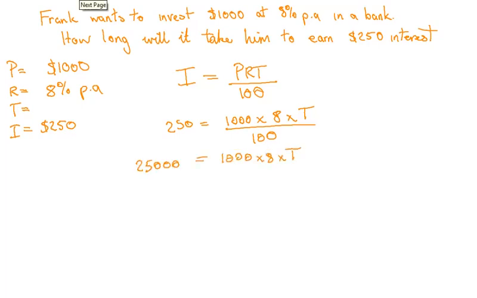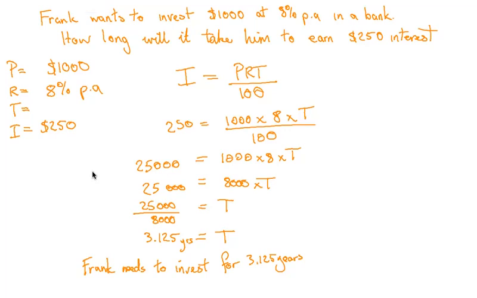So we multiply both sides by 100. And then we divide by the 1,000 to get rid of it. Then we've isolated t. So now we have 25,000 over 8,000 equals t. T is isolated. Last step, solve it. 25,000 divided by 8,000 is 3.125. So Frank needs to invest his $1,000 for 3 1/8 of a year, so that at the end of that time he will get an investment return of $250. Fair enough.